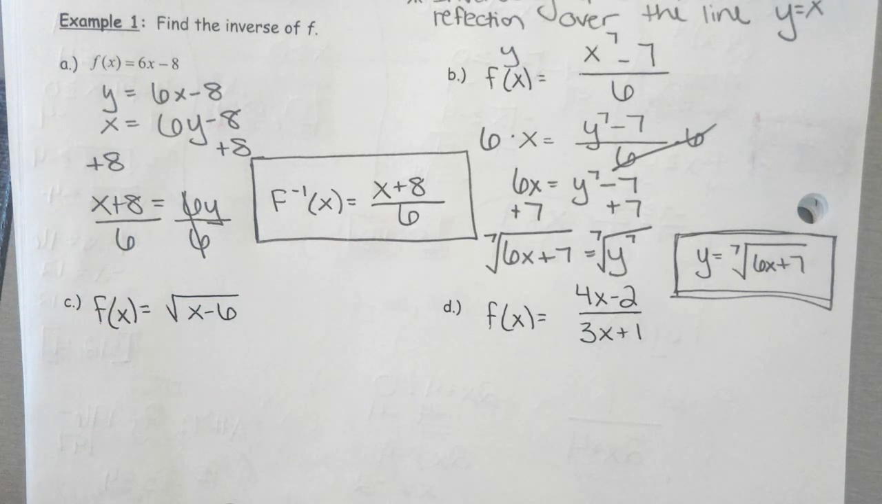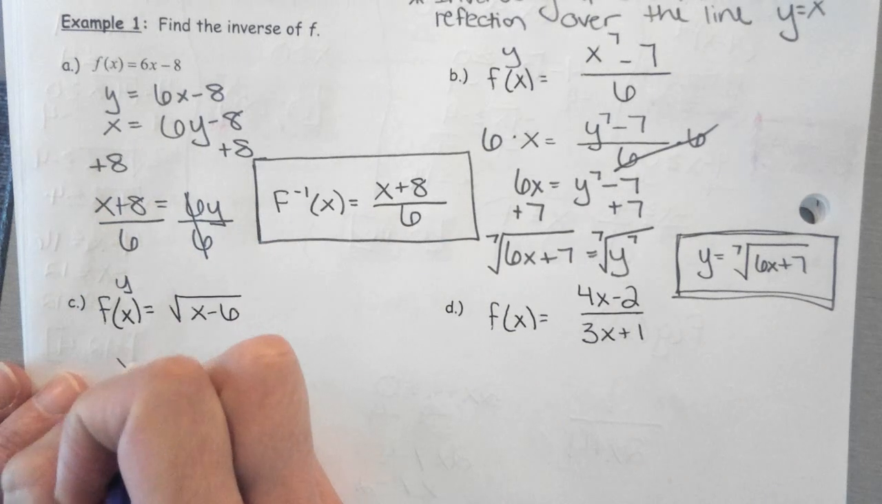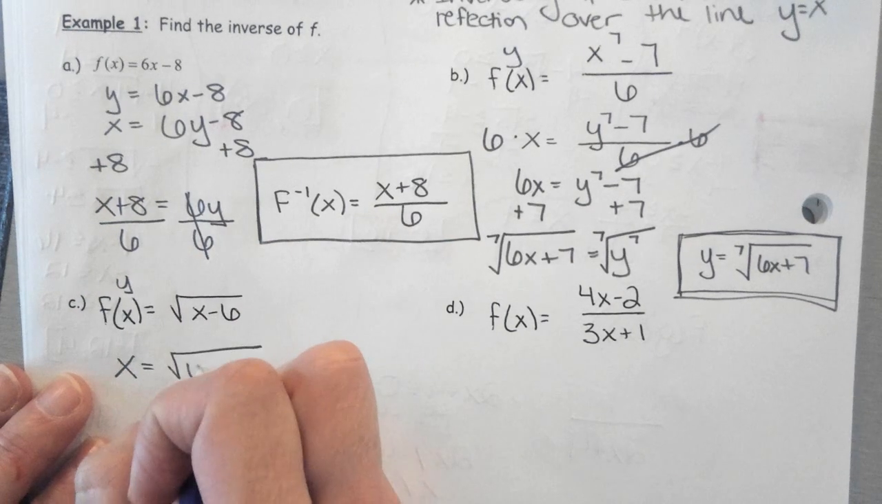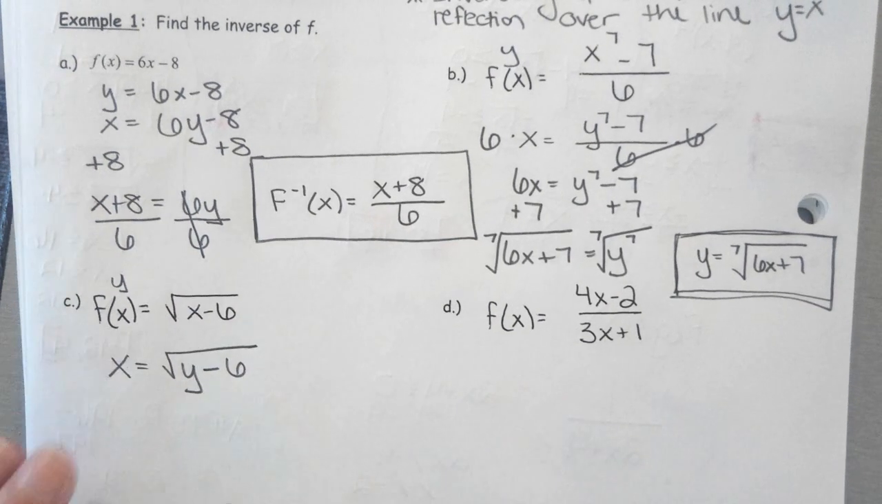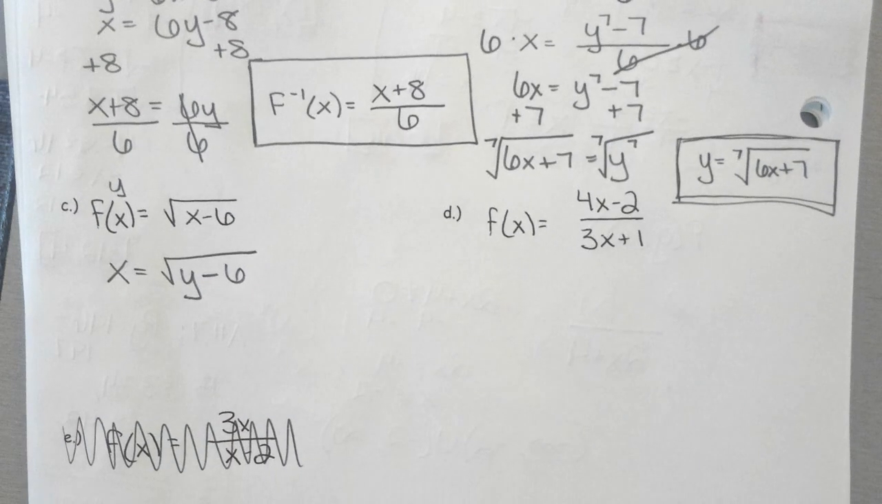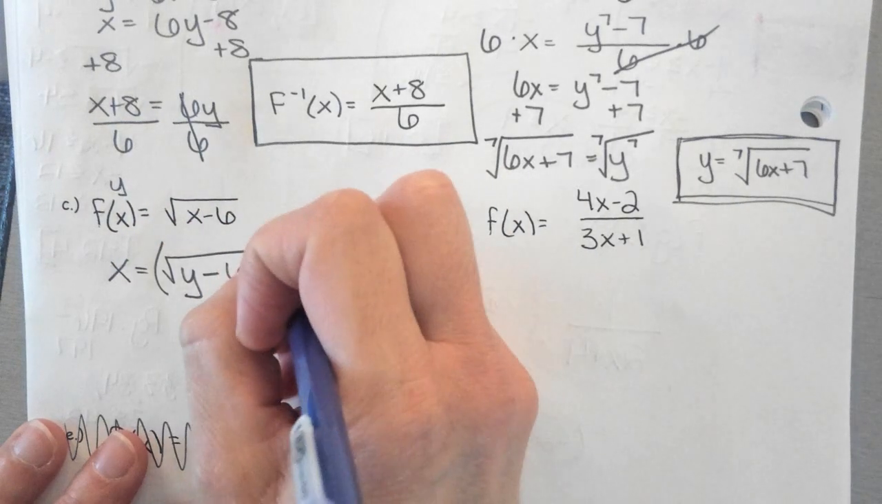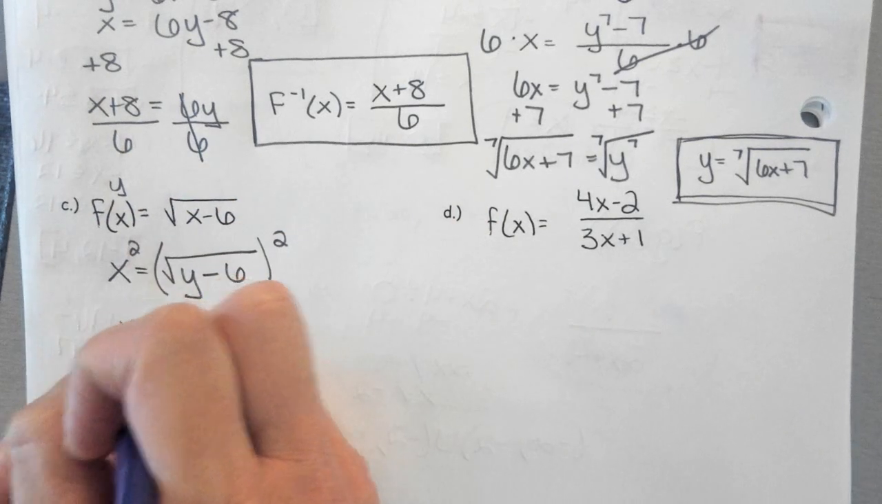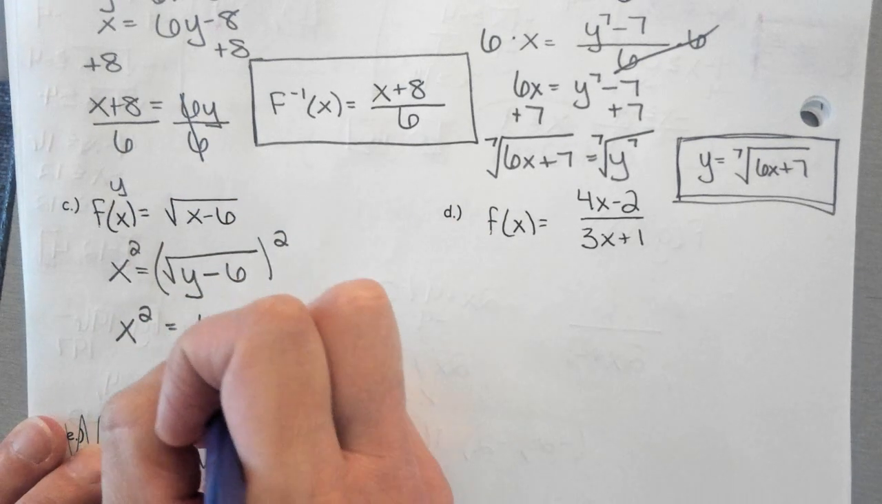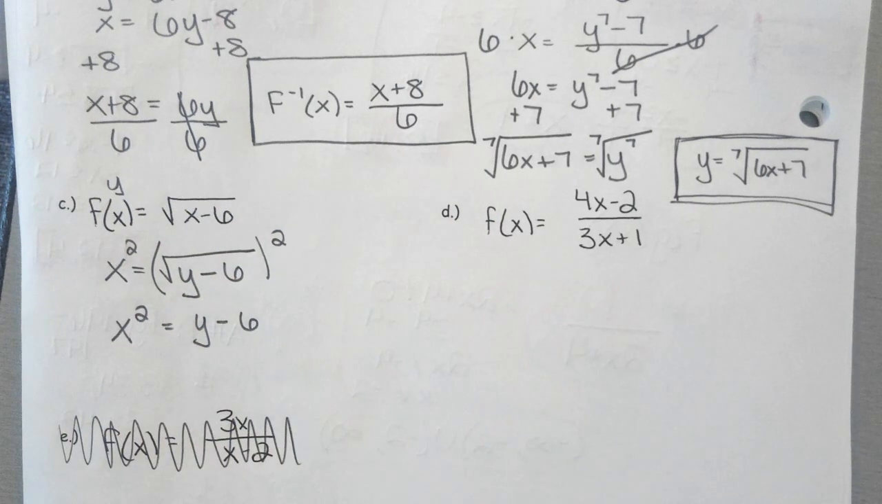Okay, next one. Let's flip. X equals the square root of y minus 6. I want to get y alone, but it's problematic that it's under the root, right? How can I get rid of the root? Square it. To undo a square root, we need a square. X squared equals y minus 6. Now what? Add the 6 over.